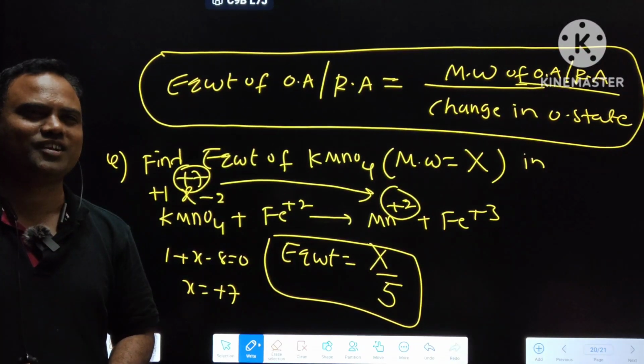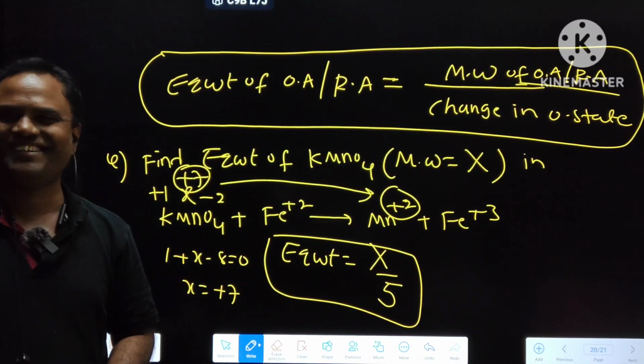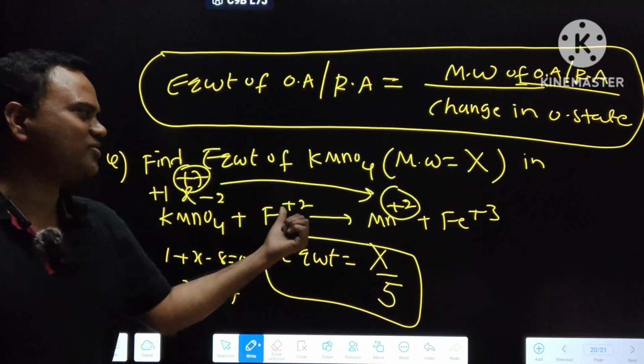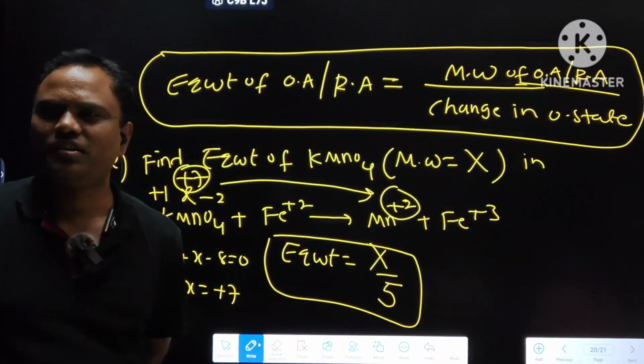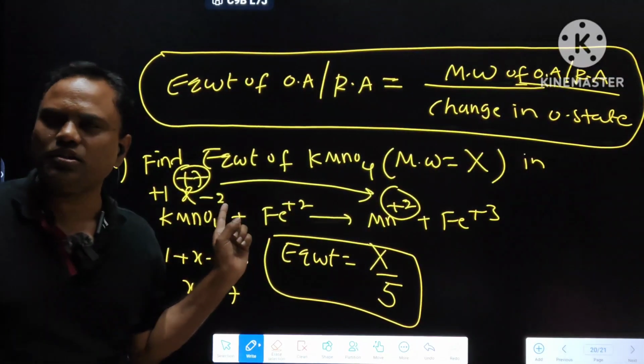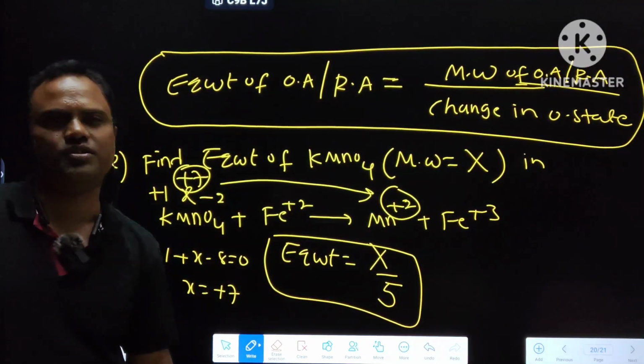Fe+2 is undergoing what? Oxidation. So that is the reducing agent. Manganese is undergoing reduction. So that is the oxidizing agent.